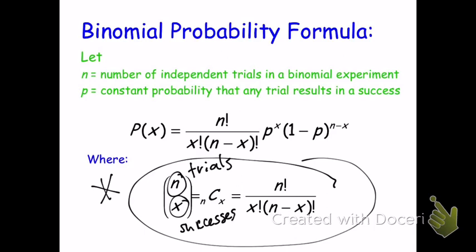What's the exclamation mark? Factorial. So if this were a 5 here, it would be 5 times 4 times 3 times 2 times 1. You'll never have to calculate this by hand. The only thing you would need to know this for is to be able to recognize it in a multiple choice question and plug in the right values for n and for x. So you're given this on the formula chart.